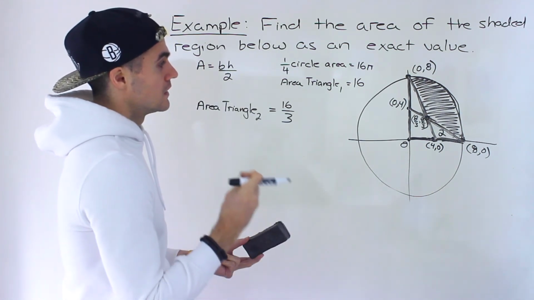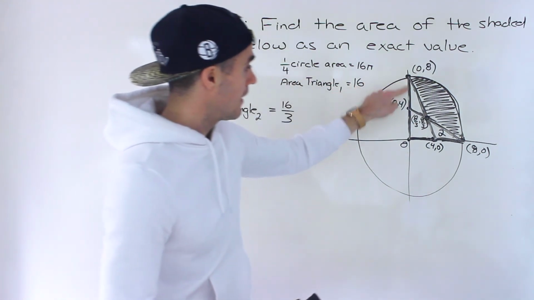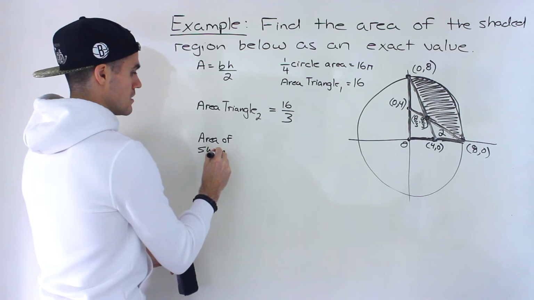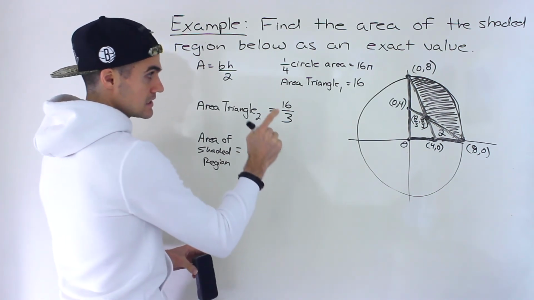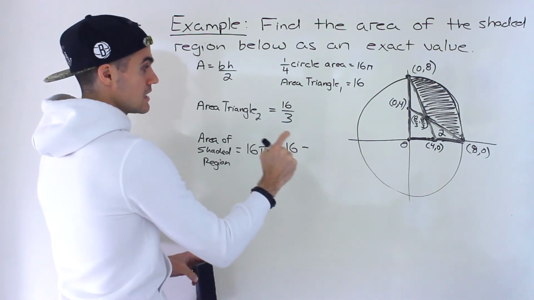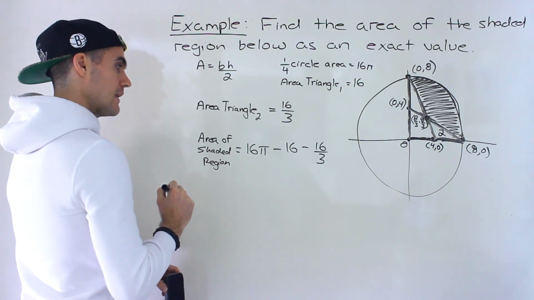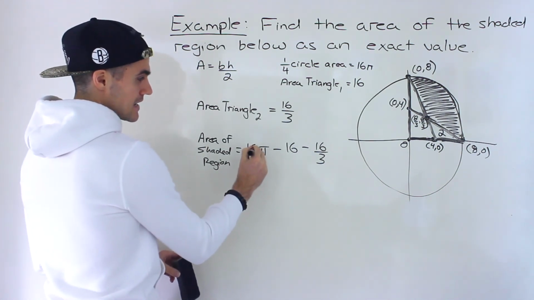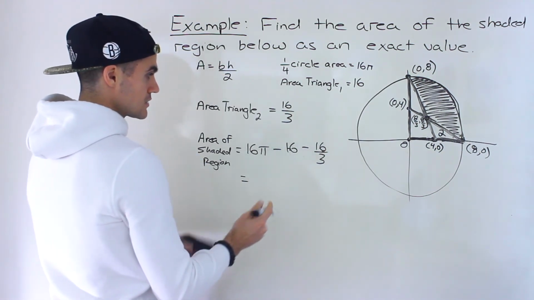And now we have enough information to calculate the area of the shaded region, right? What are the steps? Let's write this: the area of the shaded region is going to be the area of the quarter circle, which is 16 pi, minus the area of triangle 1, which we calculated was just 16, minus the area of triangle 2, which is 16 over 3, like that. And then from here, there are multiple ways to simplify this. Notice that this has the pi attached to it, so it's hard to do 16 pi minus 16, but these two we can net out. So let's net those out on the side.